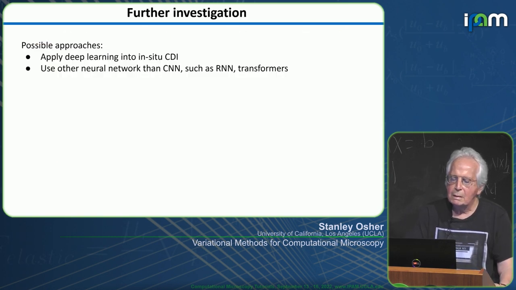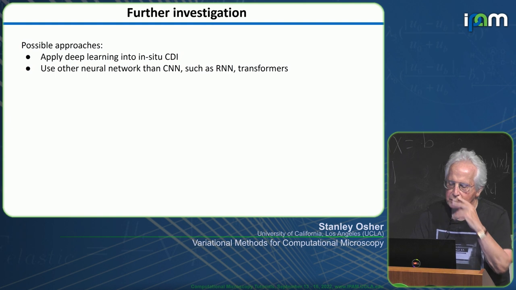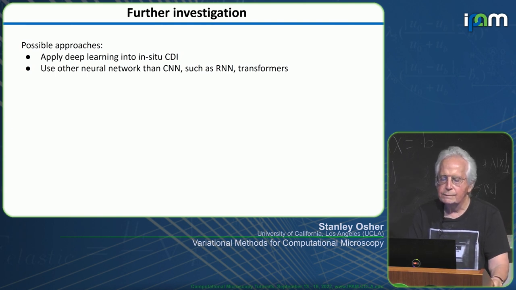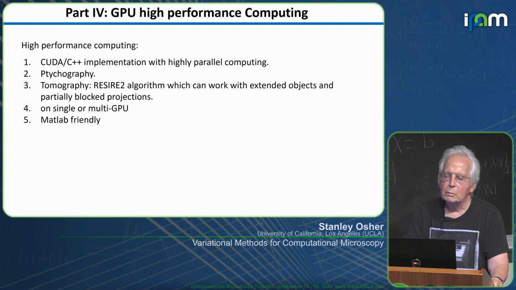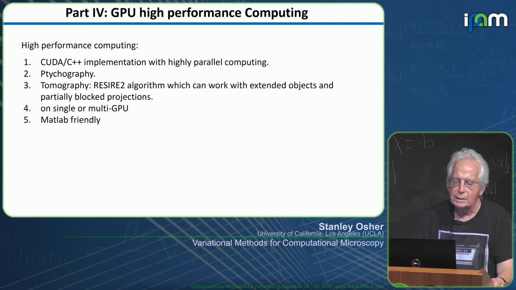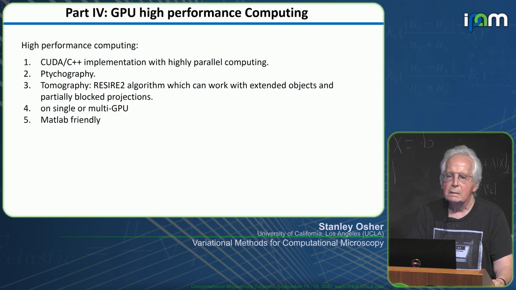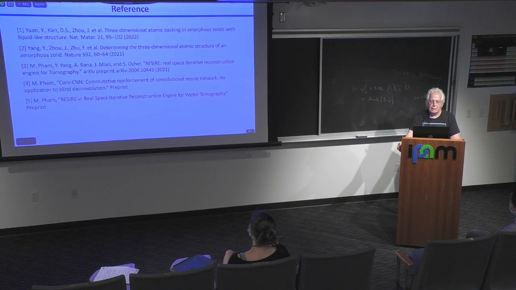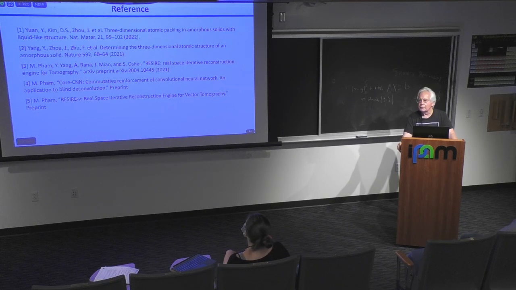Okay, next. All right, what are we going to do next? I think we're finished, actually. Apply deep learning into in-situ CDI, use other neural networks than CNN, such as RNN and transformers. Oh, no, one more thing, which all I can do is comment on. This is computation. Using CUDA C++ with highly parallel computing, you can really improve things, on a single or multi-GPU, and it's MATLAB friendly. So that's just a computational statement. And I think I'm finished. And here are some references, and I can give you a whole bunch more references offline for some of the basic stuff.